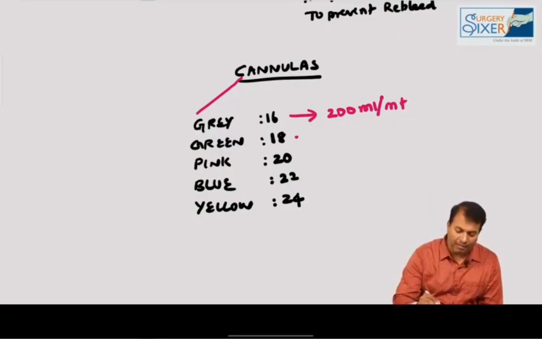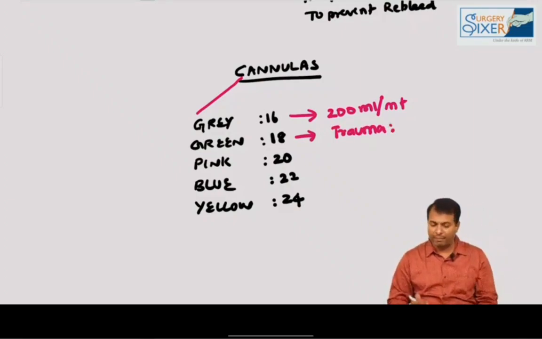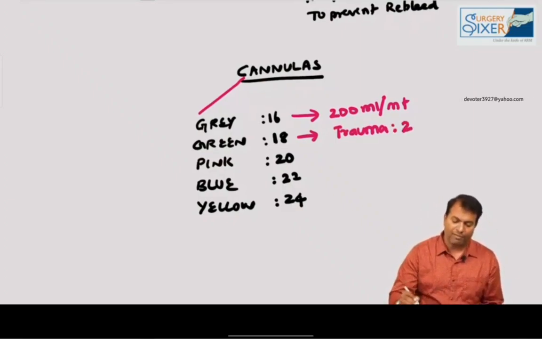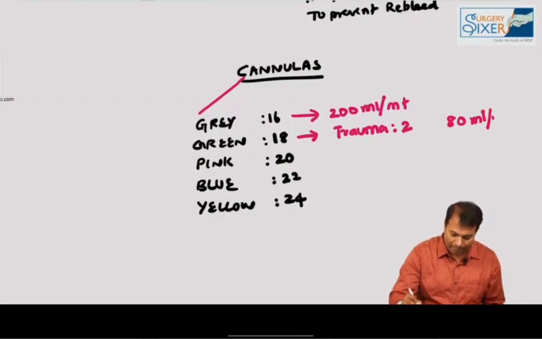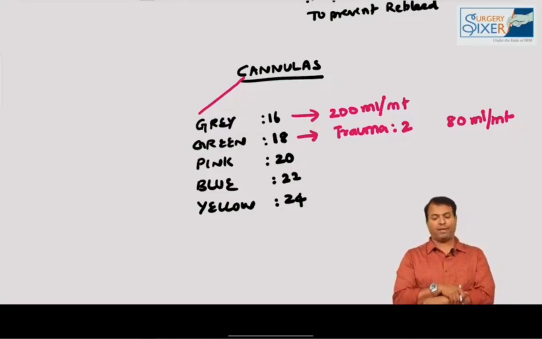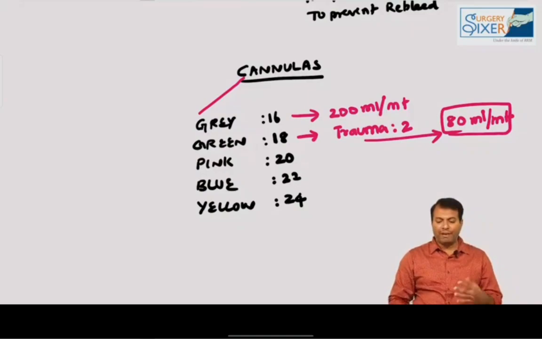But in trauma, as I told you just now, we will not use the grey Venflon. Previous protocols, 9th edition and 8th edition, were telling grey Venflon, but the 10th edition clearly says we must use 2 green Venflons, and through 1 green Venflon we can infuse 80 ml per minute. So please don't forget, 80 ml per minute can be infused through a green Venflon, and 200 ml per minute through a grey Venflon.